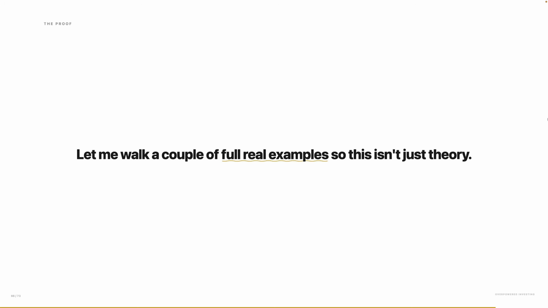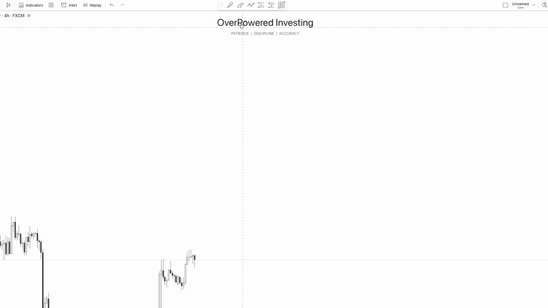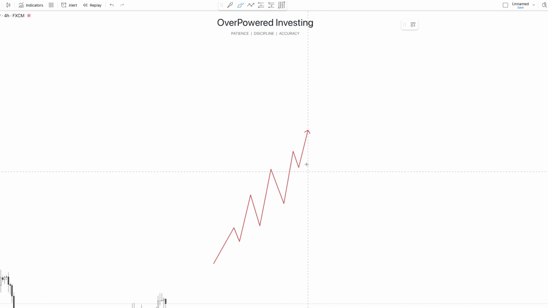Let me walk you through a couple of full real examples. Identifying the pullbacks is so important, guys. I can't mention this enough, because basically you have the market structure over here, and if you identify the pullback wrong, let's say this is not a real pullback and you have identified this as a real pullback, you're getting everything wrong. This swing low becomes wrong. This swing high becomes wrong. And when you trade the pullback and continuation in the direction of the trend, the price is highly likely going to manipulate this low and you're getting stopped out.